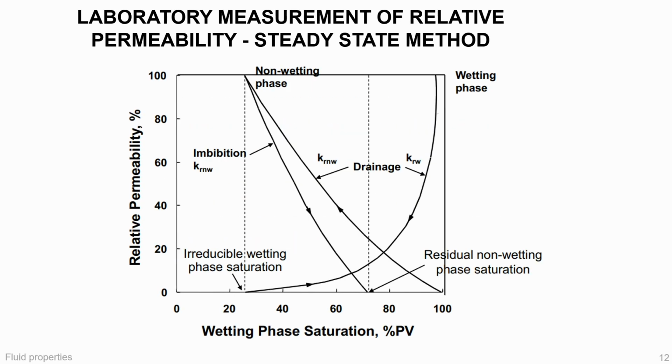This slide introduces the steady-state method for measuring relative permeability. The core idea is to inject oil and water at controlled rates until steady state is reached, meaning production rates and pressure drops stabilize, then compute effective permeabilities and convert them into relative permeabilities. This requires careful saturation measurement and careful control of experimental conditions.